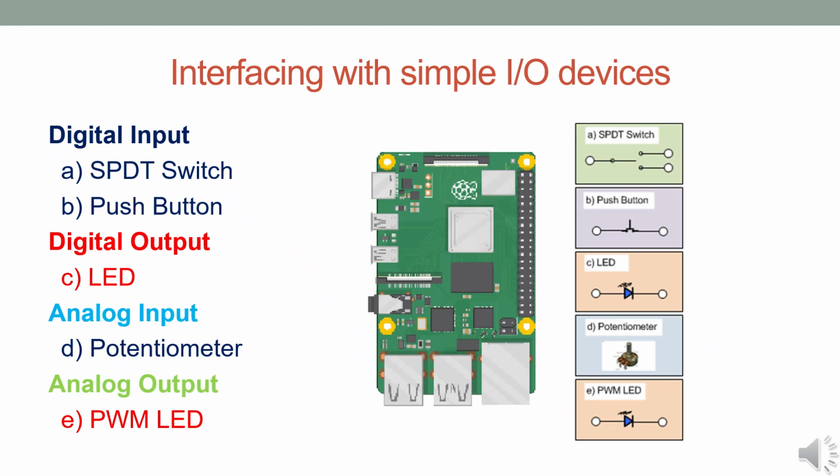Analog output on the Raspberry Pi is achieved through pulse width modulation, PWM, which rapidly switches a signal on and off to simulate varying voltage levels.